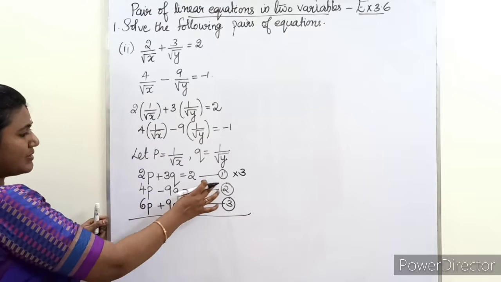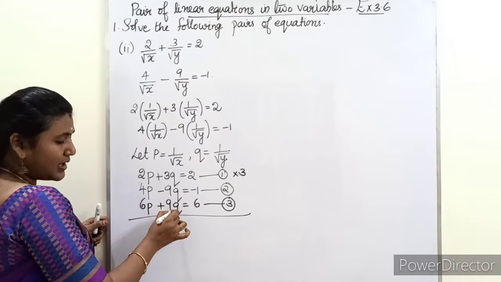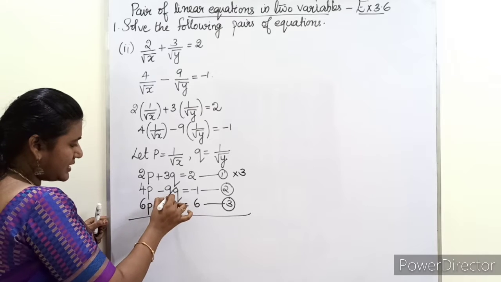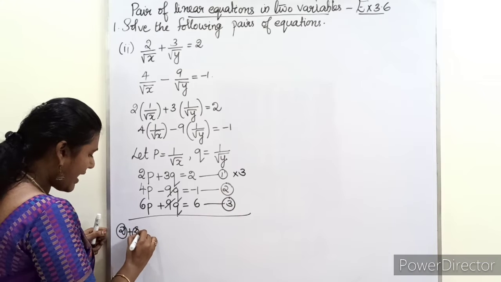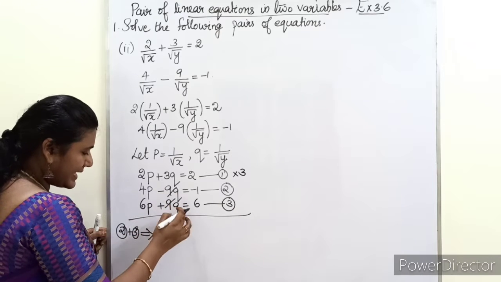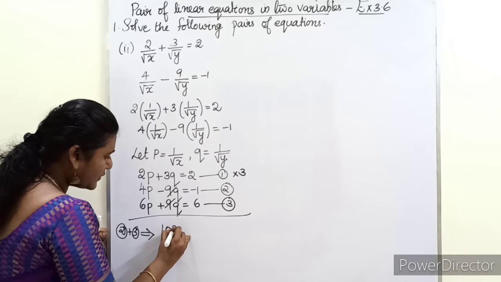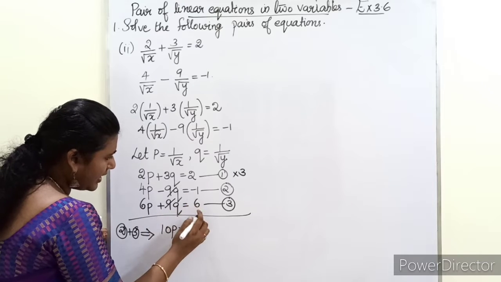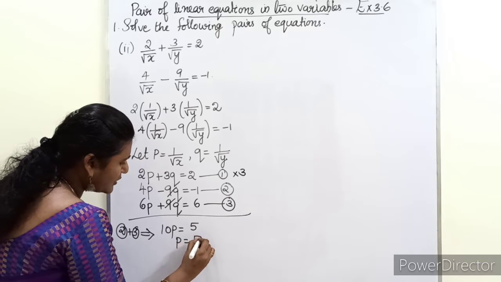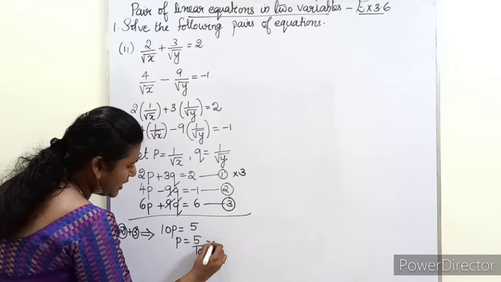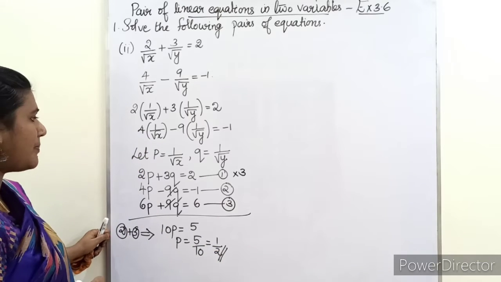Now we are going to solve equations 2 and 3. So we will add, here the coefficient of q has different sign. So we will add these two equations, 2 plus 3. If you add, this q term will get cancelled and here 6p plus 4p is 10p. So 10p is equal to, when you simplify you will get 5. So the value of p is equal to 5 by 10, which is equal to 1 by 2. So we got the value of p as 1 by 2.